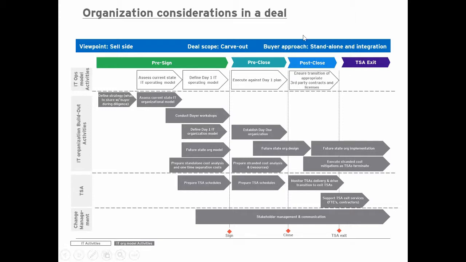Now, once the deal gets signed, we move into the pre-close phase period. Now, from a transaction team perspective, the focus now switches. Now, the focus of the team is to manage the execution of the transition services agreements. They're also going to start transitioning third-party contracts and licenses, and also to ensure the separation projects are executed and monitored.